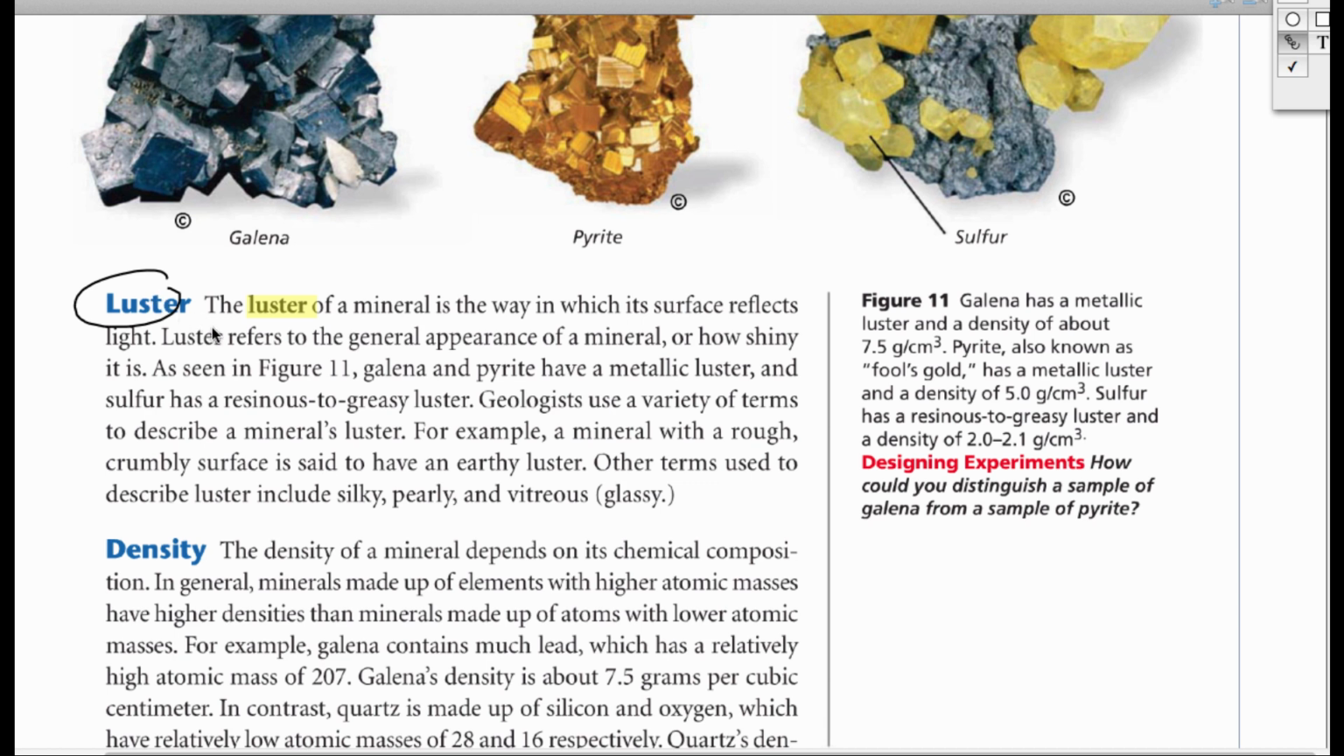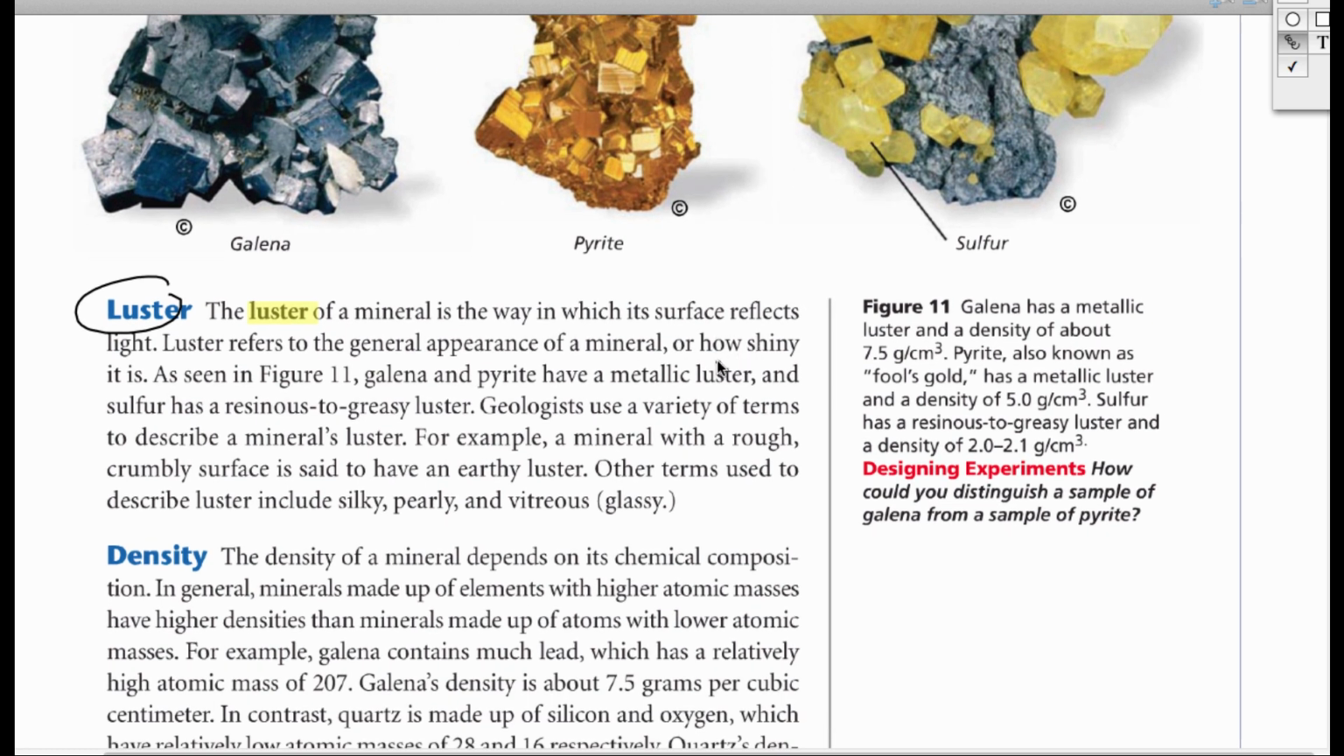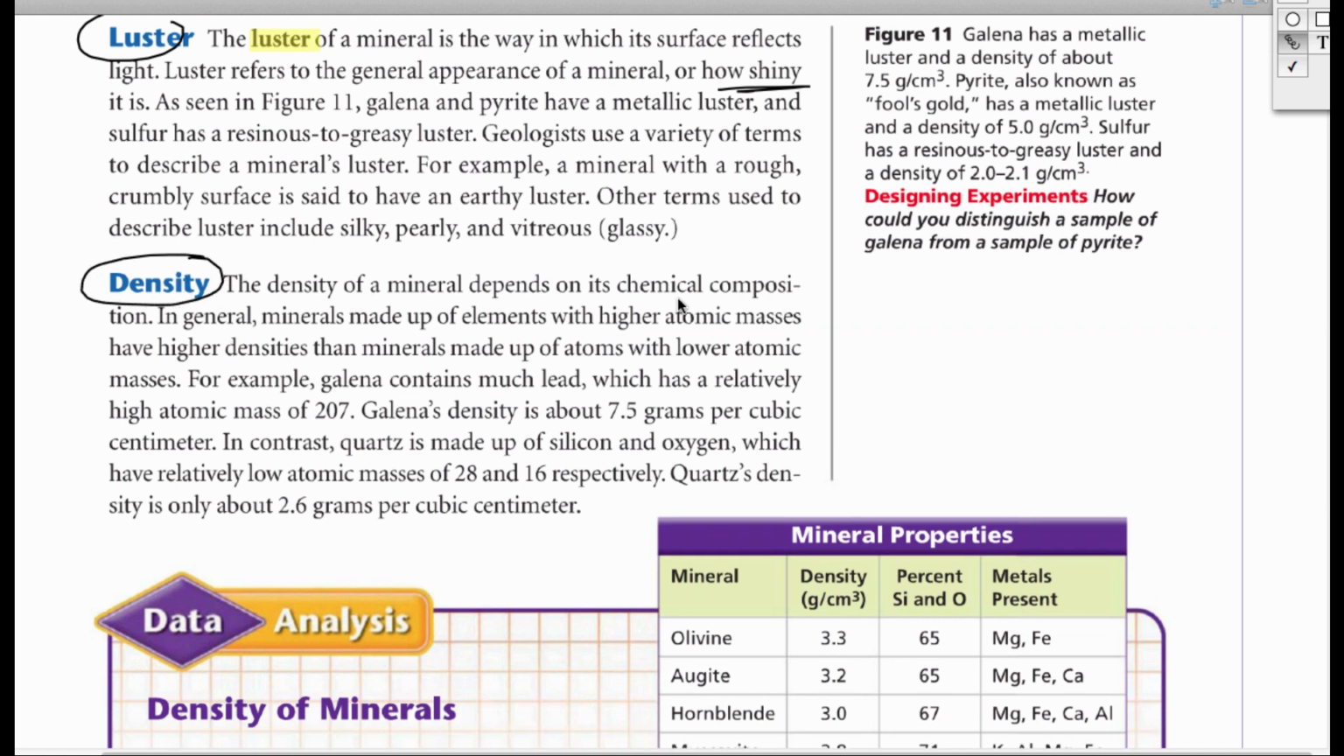Next thing is luster. Luster basically is how it shines or how it reflects light. So some are going to be very shiny and lustery, others are going to be a little more opaque or poor in reflecting light. Basically, how shiny is it? Density. Density, as you know, is mass over volume. So mass over volume is a measurement that is looking at how closely packed together the particles are.